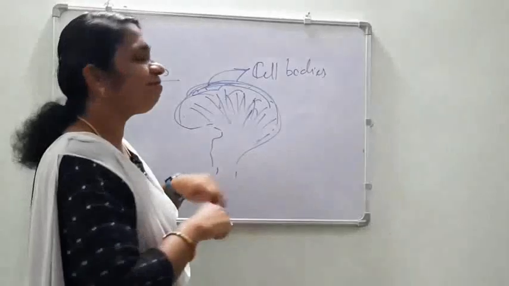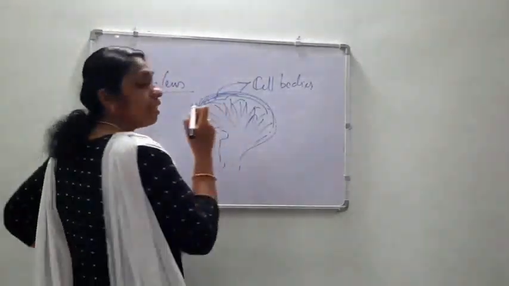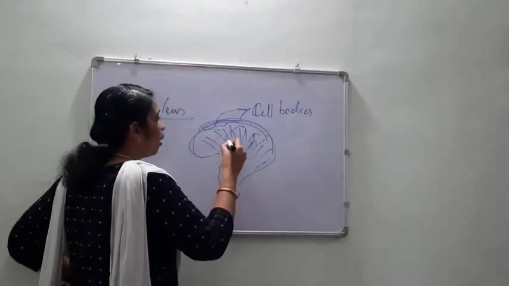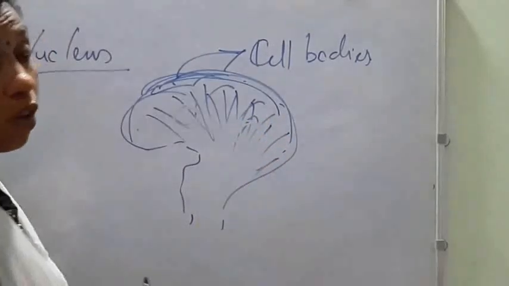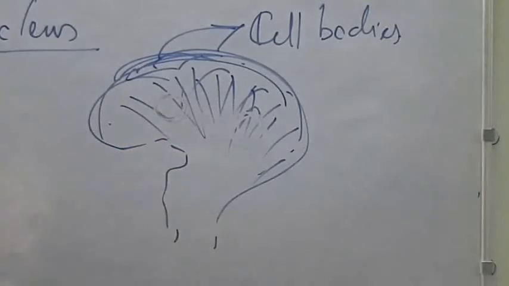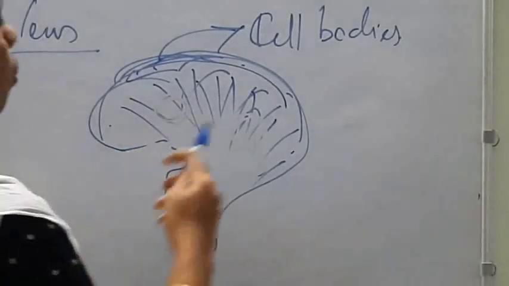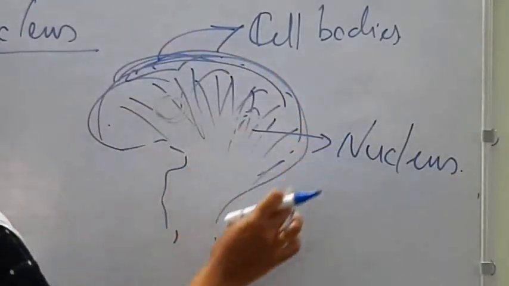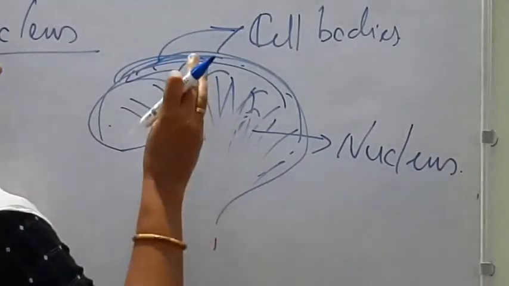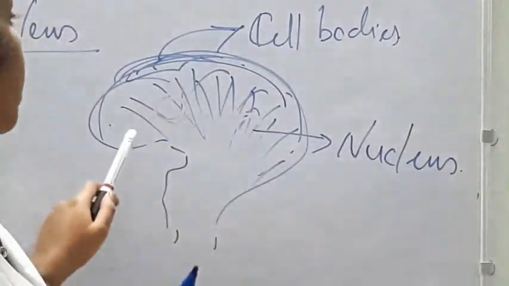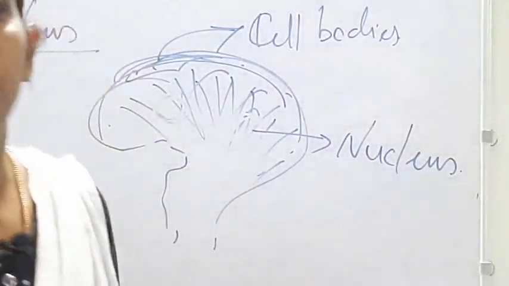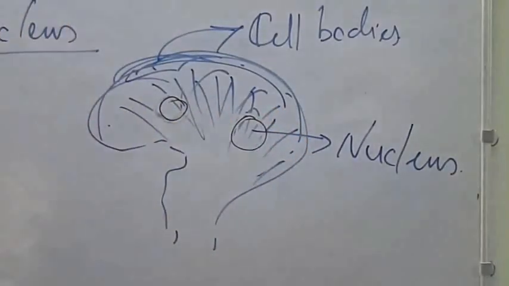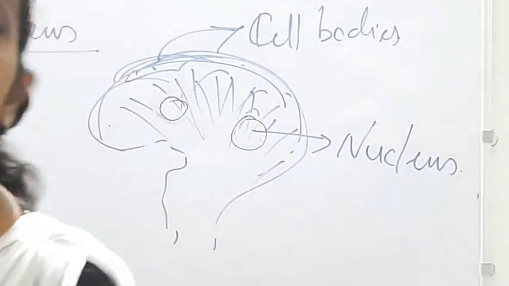So I have another marker also, so we will draw in a different color. Inside the white matter, there are some combination of nerve cell bodies and it is known as the nucleus. Understand? So this is the gray matter, this is the white matter. Inside the white matter there are some groups of nerve cell bodies and it is known as nucleus. And this nucleus is in relation with the relay station. So there are so many nuclei, so we will discuss the important nuclei today.